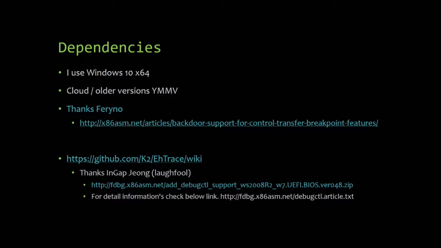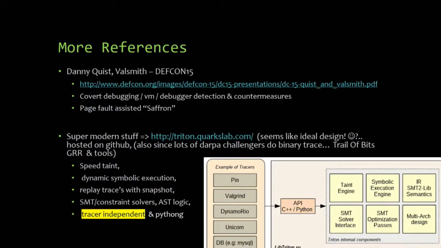This guy, Ferno, sorry if I'm bastardizing that, on the x86 SMNet board from years ago, kind of reversed this technique and found it, so you can check that out. And then this other guy, Laugh-Fool, showed me this other zip that you can use to patch and help make it work better on other versions of Windows. But thanks to those guys.